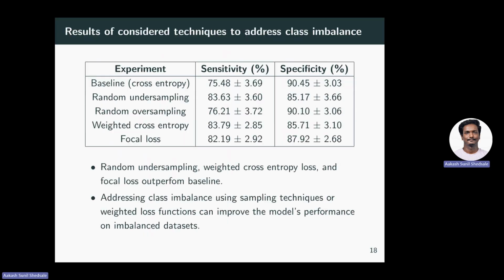Then these are the experimental results. I have shown these to you previously, but again, to summarize, with the baseline I got a sensitivity of 75.48 and specificity of 90.45. With random undersampling and weighted cross entropy loss, somewhat similar results are obtained, which are a huge improvement over the baseline. Then focal loss also helped, and only random undersampling did not help that much on the considered dataset.